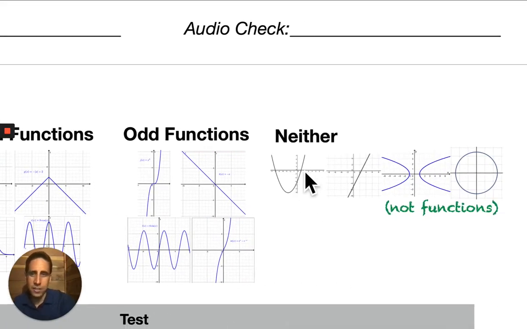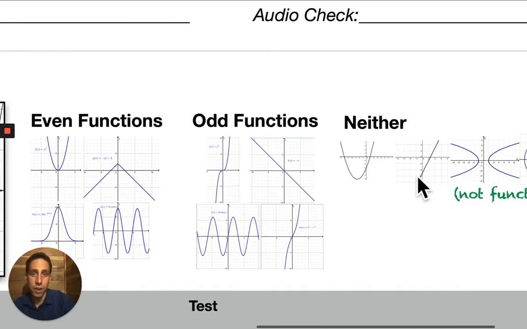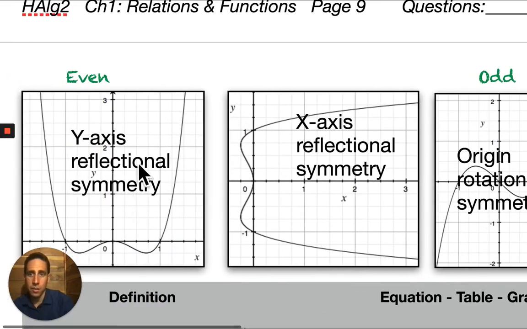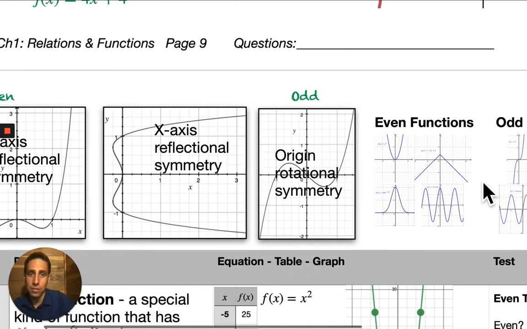Here are functions that are neither even nor odd. They don't have this required symmetry. There's lots of symmetry here in these, but sadly, alas, they're not functions, so they can't be even functions or odd functions. They're just not functions at all. Although there is a ton of symmetry you could talk about. This has y-axis and x-axis and origin rotational symmetry. So I could have put this graph here and here and here as examples, because they do have the symmetry. They're just not functions.